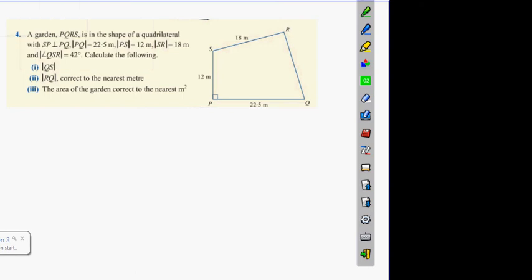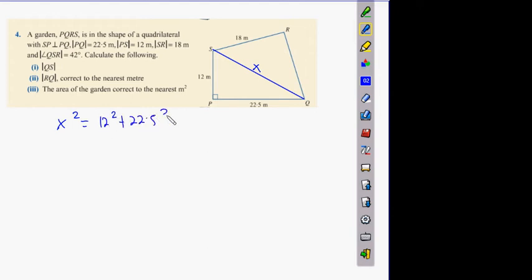We're back. Okay, so what we're going to get is Q to S, which is this part here. Now we have the triangle SQR. So it says get QS. QS can be achieved by using Pythagoras' theorem. Pythagoras' theorem being x squared equals 12 squared plus 22.5 squared.